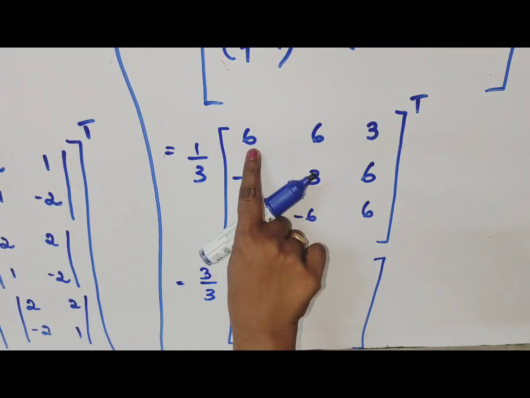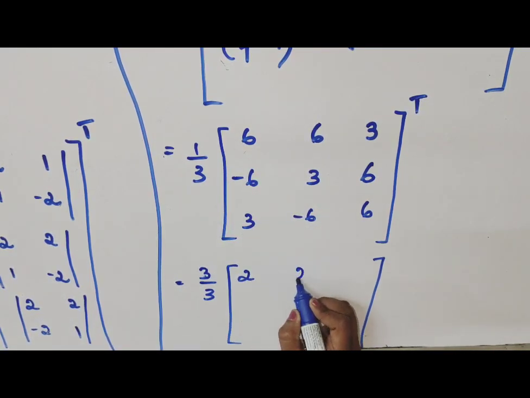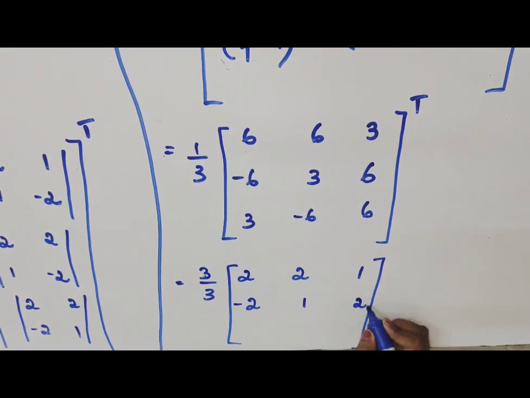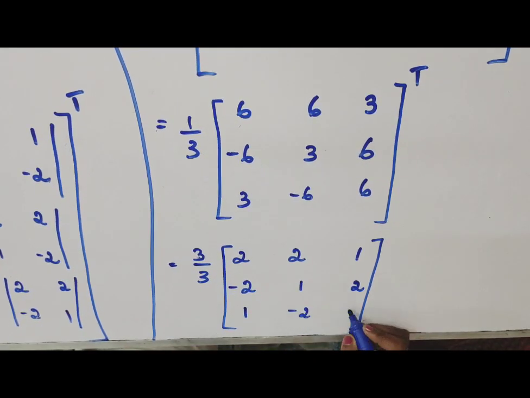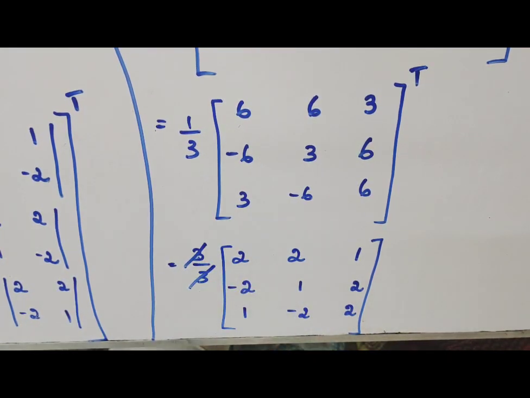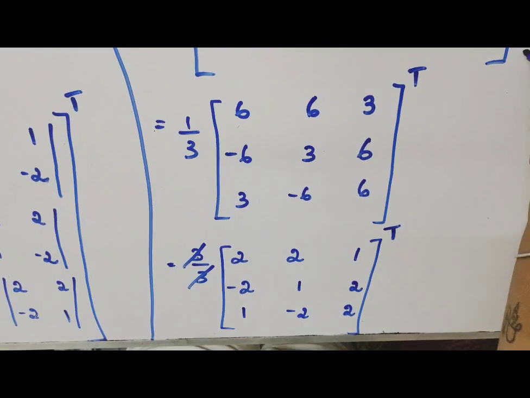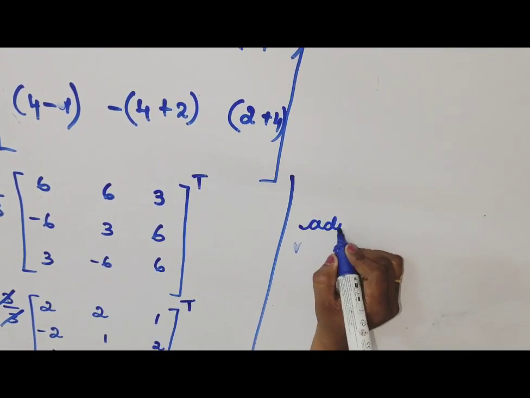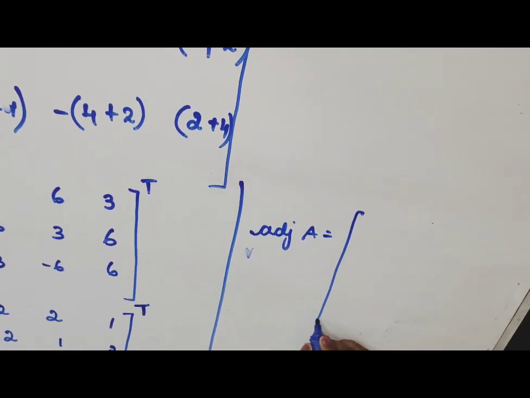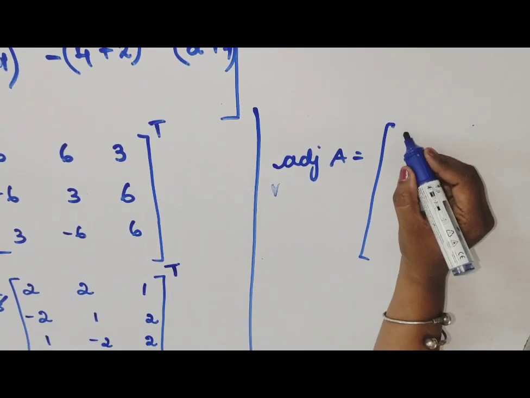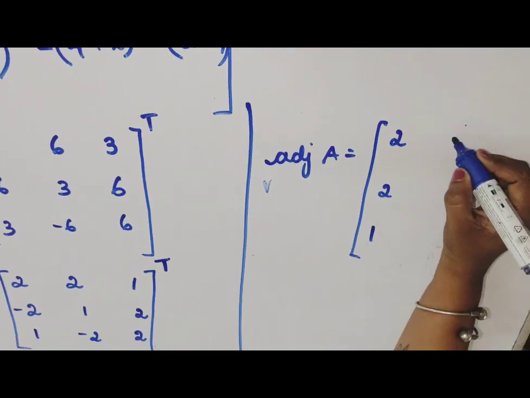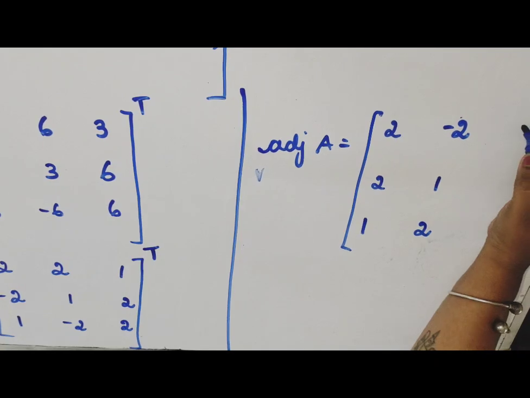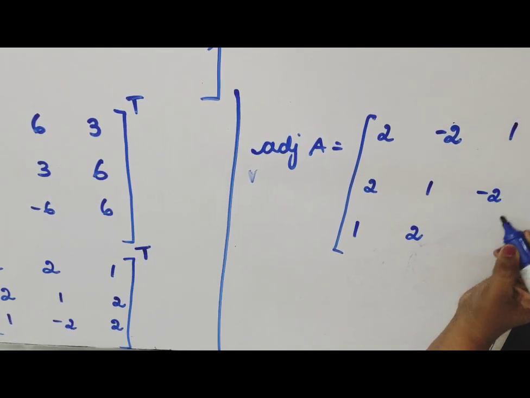So if I take 3 from this, I will get 2, 2, 1, minus 2, 1, 2, 1, minus 2 and 2. We can cancel this 3 and 3. We have to take the transpose. Now taking the transpose, which means we have to convert the rows into the columns. So adjoint A equals to, first row will become a first column. So 2, 2, 1. Second row will become a second column. Minus 2, 1, 2. Third row will become a third column. 1, minus 2 and 2.